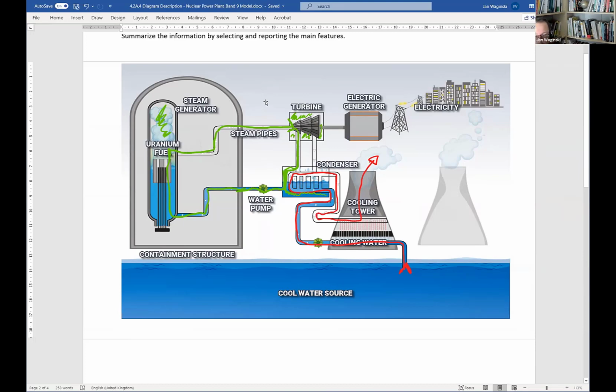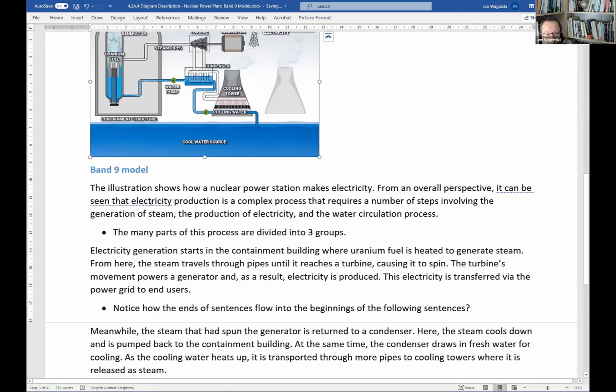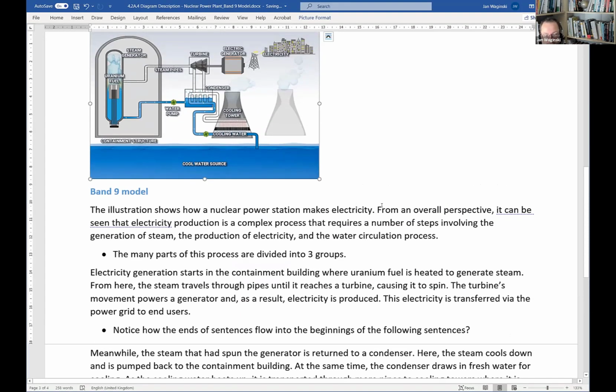So let's look at a model for this. The illustration shows how a nuclear power station makes electricity. From an overall perspective, it can be seen that electricity production is a complex process that requires a number of steps involving the generation of steam, the production of electricity, and the water circulation process. Okay, so all the parts have been divided into 3 groups.